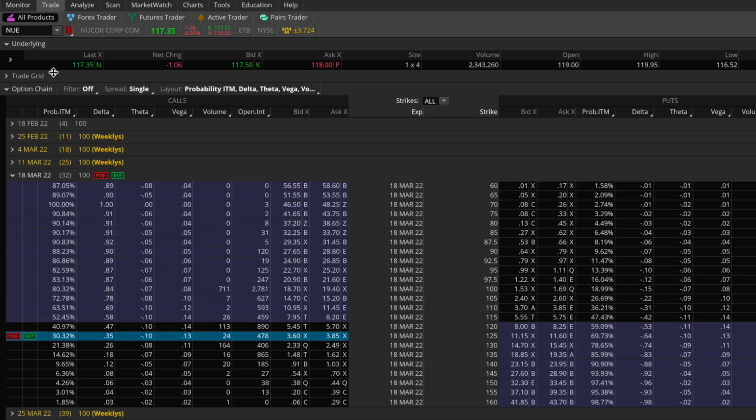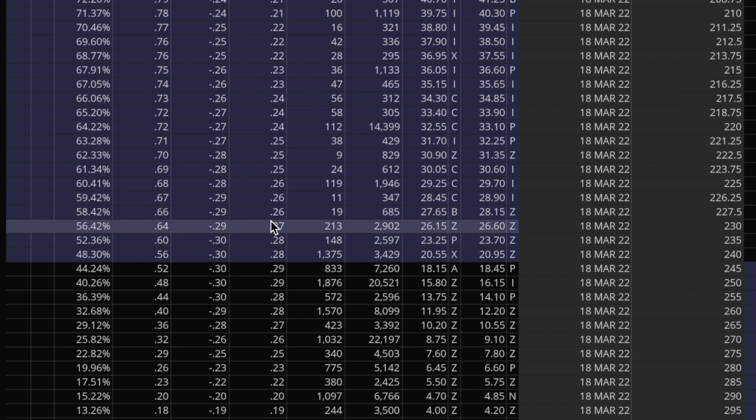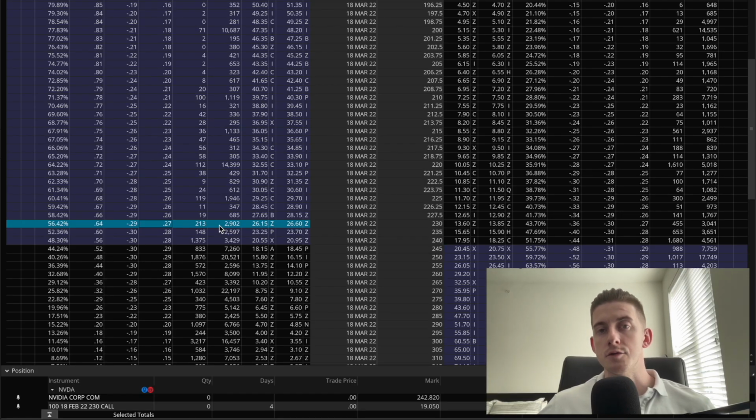So for example, with Nvidia here, let's go to the trade tab with that. So for this trade, I had on a short call option at the 230 strike right there. And as you can see, this option is in the money, so I was also long 100 shares of the stock. But again, as I explained, I did have to remove this entire position. So I bought back the contract, sold the 100 shares, and unfortunately had to do so for a small loss.